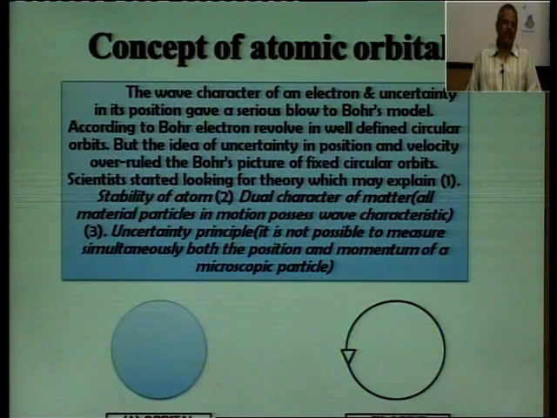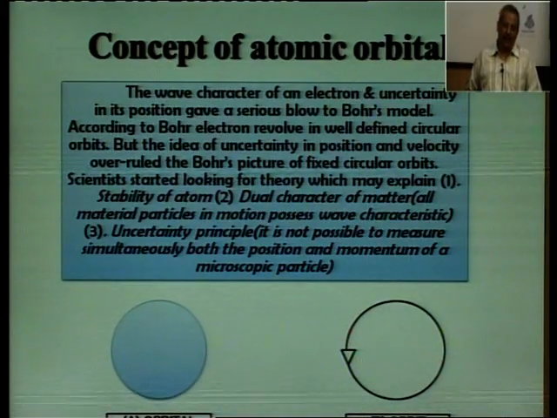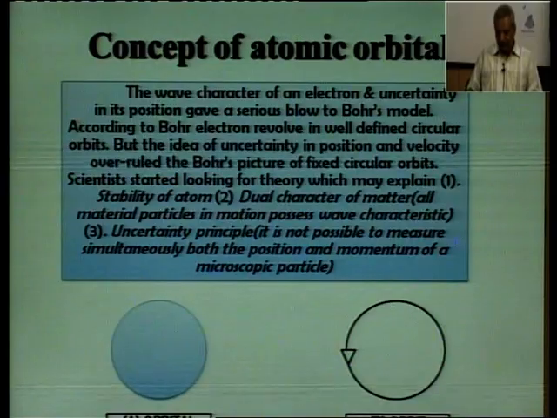Uncertainty principle: it is not possible to measure simultaneously both the position and momentum of a microscopic particle. So, it is very difficult for a moving microscopic particle to determine the position and the momentum at one point.